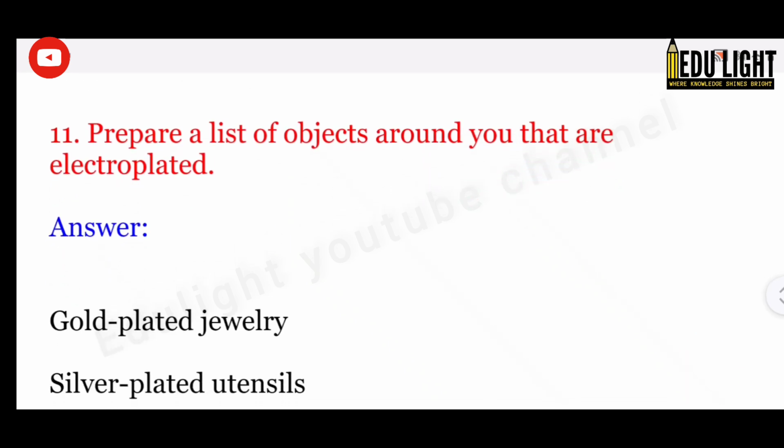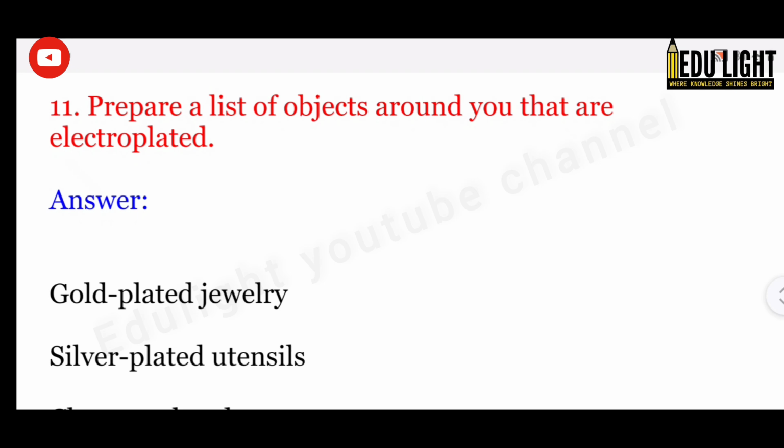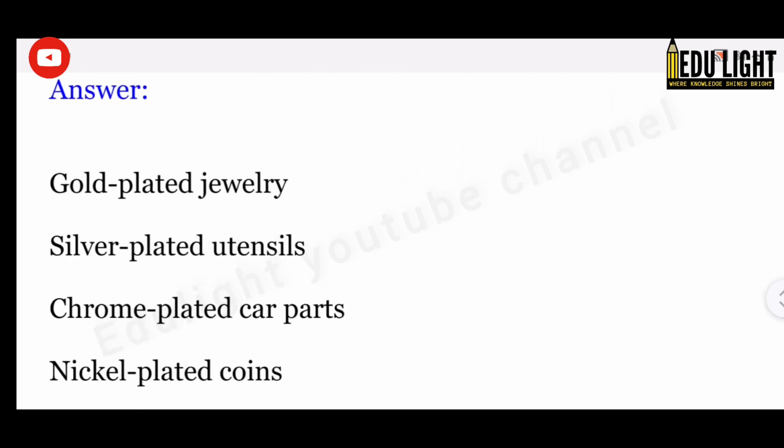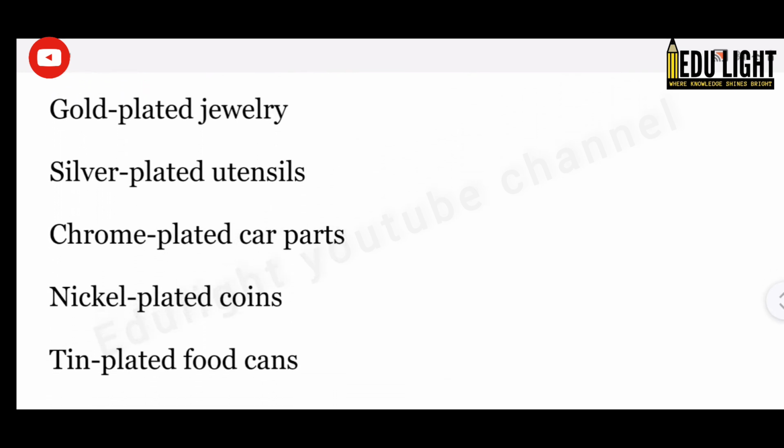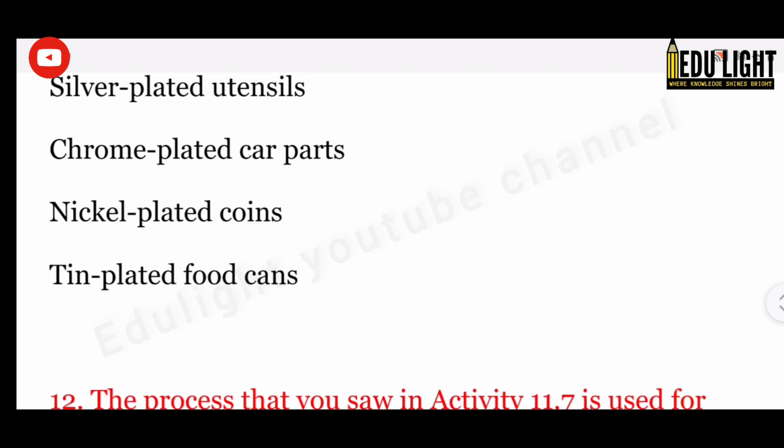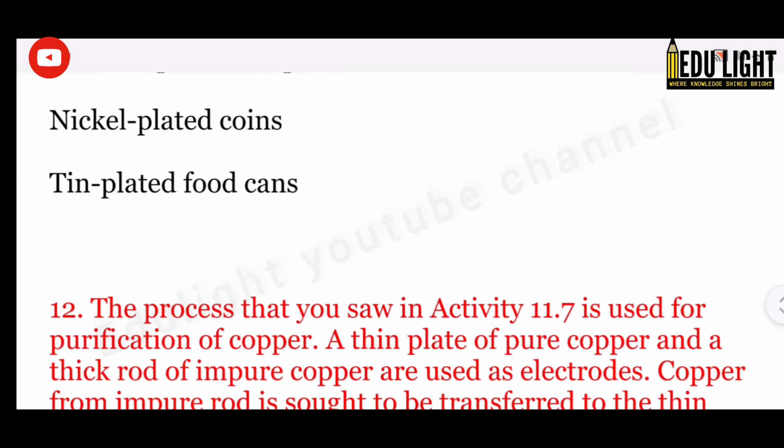Prepare a list of objects around you that are electroplated. All right, here are some examples. Gold-plated jewelry, silver-plated utensils, chrome-plated car parts, nickel-plated coins, and tin-plated food cans.